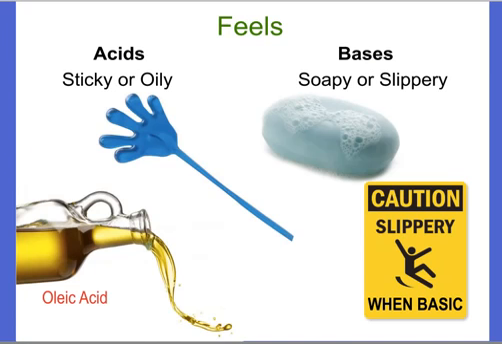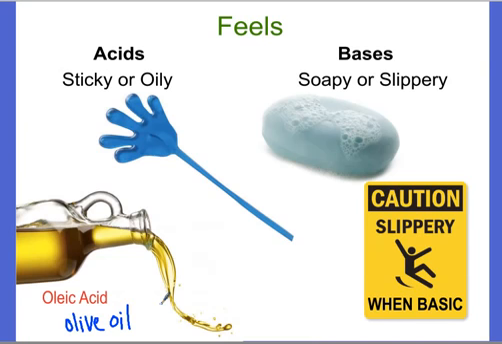They feel different. If you touch an acid or a base, they're going to have a distinct feel to them. Now, you shouldn't put your hands in chemicals in the lab because we have very concentrated acids and bases, but in regular life, when you touch an acid, it sometimes feels sticky or oily. Oleic acid is the main component of olive oil. It feels kind of greasy. Okay? Any type of oil feels kind of greasy.